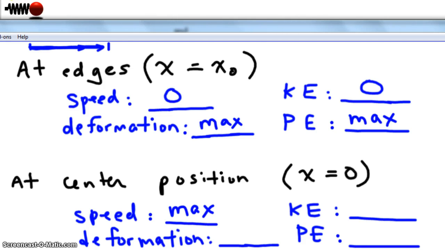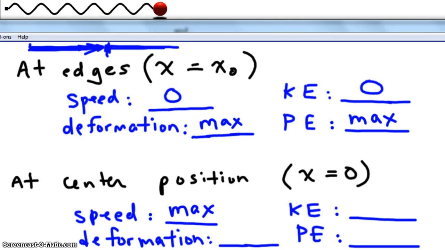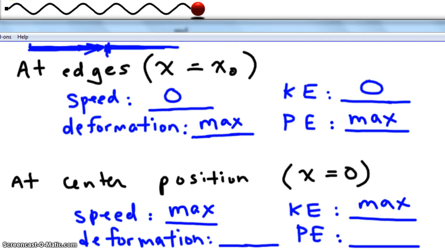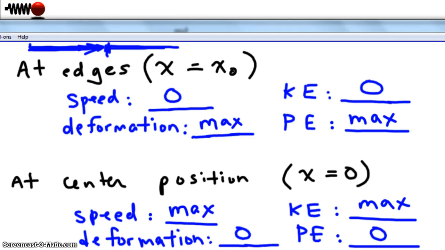Once we pass the center position, we start slowing down because of the expansion, the stretching. So at the center, we are moving the fastest because that's where we've been accelerating the whole way there, but we haven't yet started slowing down. So at the center, there is maximum speed, which means there's maximum kinetic energy. On the other hand, at the center, that means we haven't stretched or compressed the spring, so the deformation is 0, and hence, so is the potential energy.